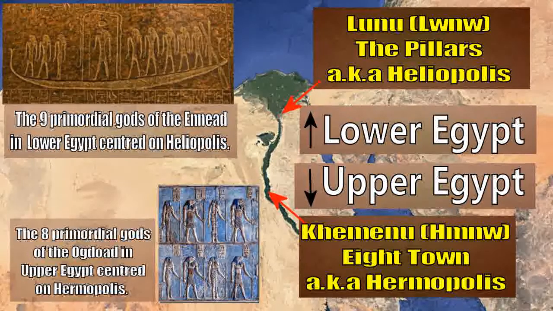While in Lower or Northern Egypt, Lunu, the pillars, aka Heliopolis, was the center of the worship of the 9 primordial gods of the Ennead. Their center being Heliopolis, the 9 gods of the Ennead, just as the 8 gods of the Ogdoad were centered in Upper or Southern Egypt.